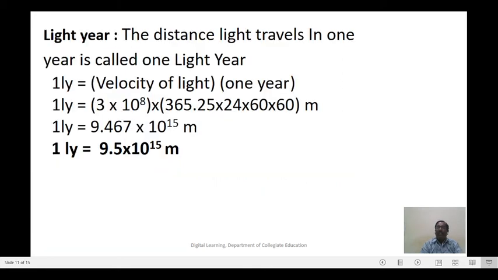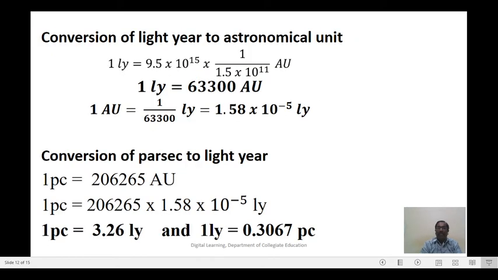Next, light year. Light year is the distance traveled by light in 1 year, given by 1 light year equals velocity of light into 1 year. That is 3 into 10 to the power of 8 into 365.25 into 24 into 60 into 60 meter, that is 9.467 into 10 to the power of 15 meter, or nearly 9.5 into 10 to the power of 15 meter.